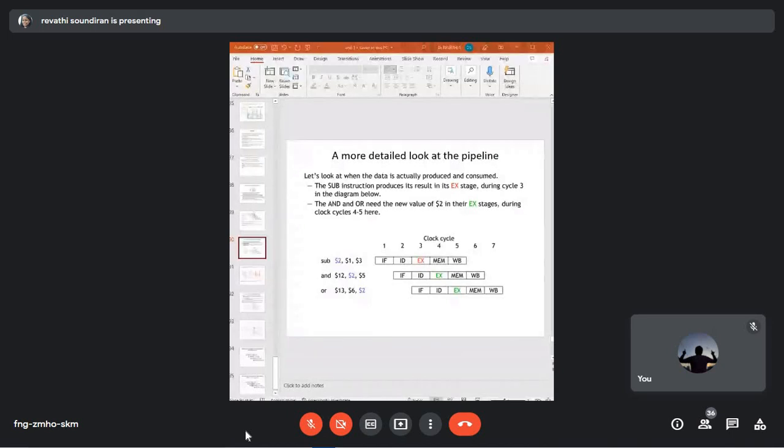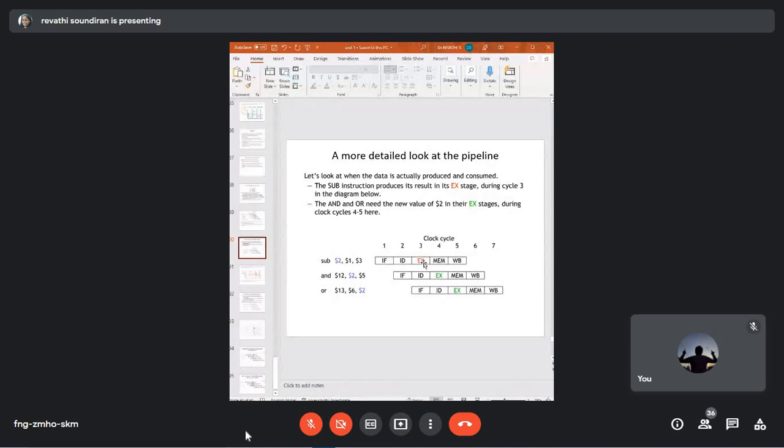At clock cycle 3 only, after the execution of this subtract operation in the ALU, your second register is going to be updated. Still the value is not available. Once it writes back, the value is available in the second register, but the value is being generated at this third clock cycle.